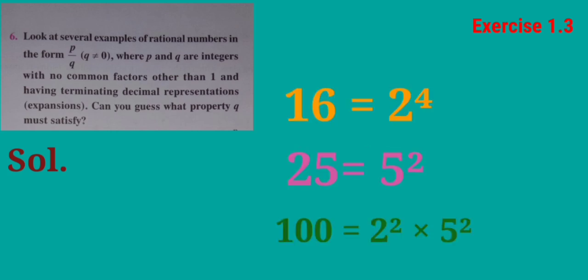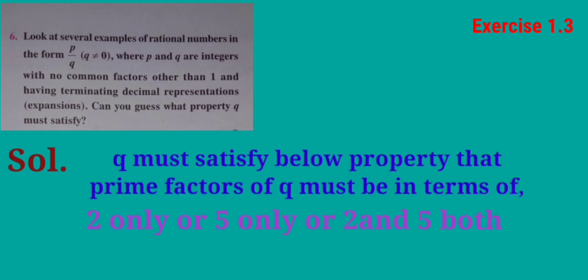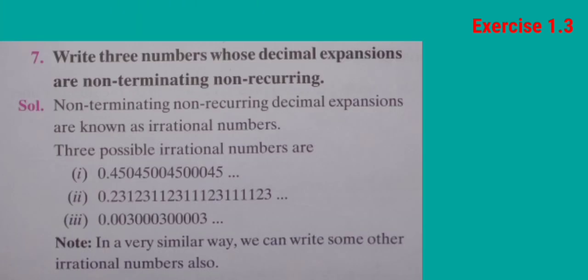In all these fractions, one thing is common. If I find the factors of the denominators, that is of 16, of 25, of 100, they come only in multiples of 2 and 5. It means that if the factors of the denominator are only prime 5, prime 2, or prime 2 and 5, then only that fraction has a terminating decimal expansion. Understood? Now come to question number 7.